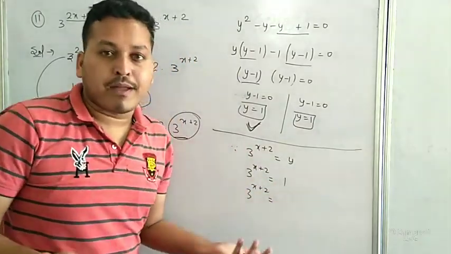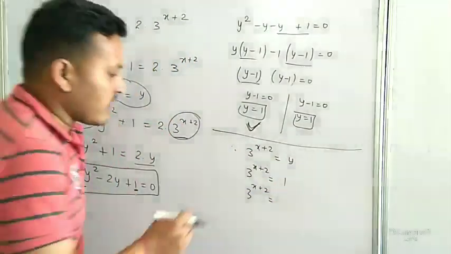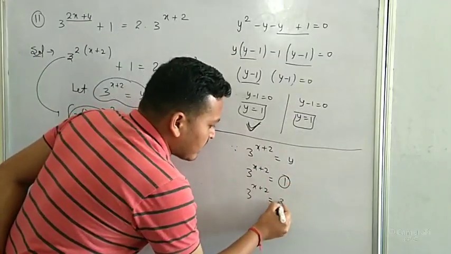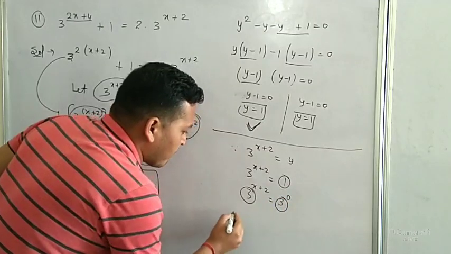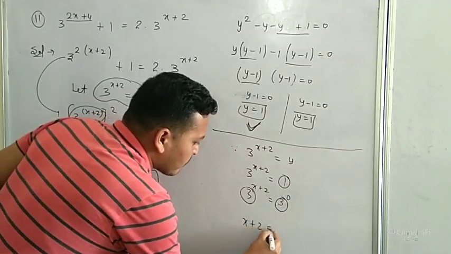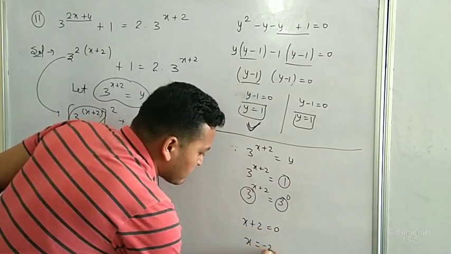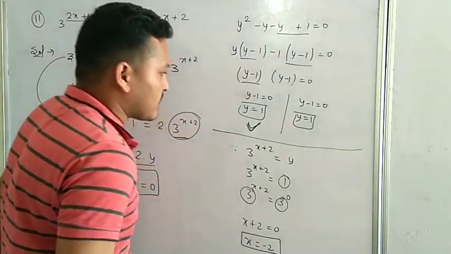So how can we compare the left hand side and right hand side? We can write this as 3 to the power 0, and now the bases are the same, so we can compare our powers. So x plus 2 is equal to 0, so x is equal to minus 2. This is the solution of this part.